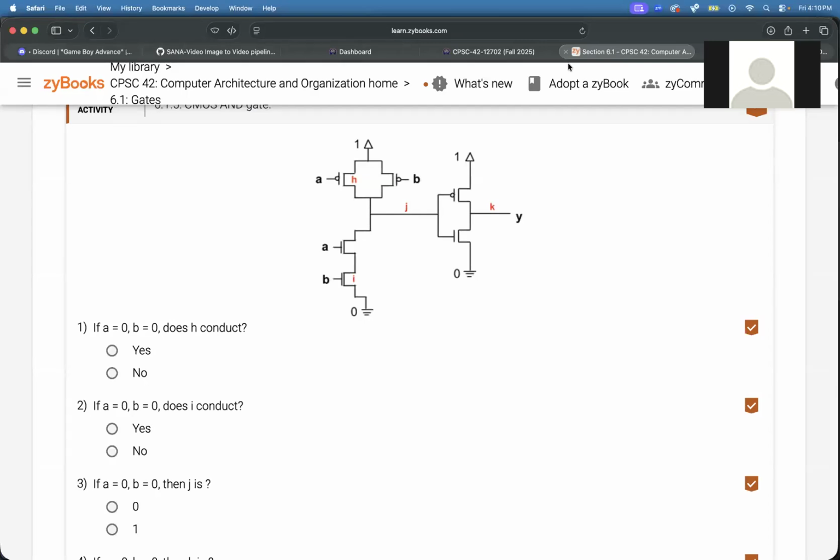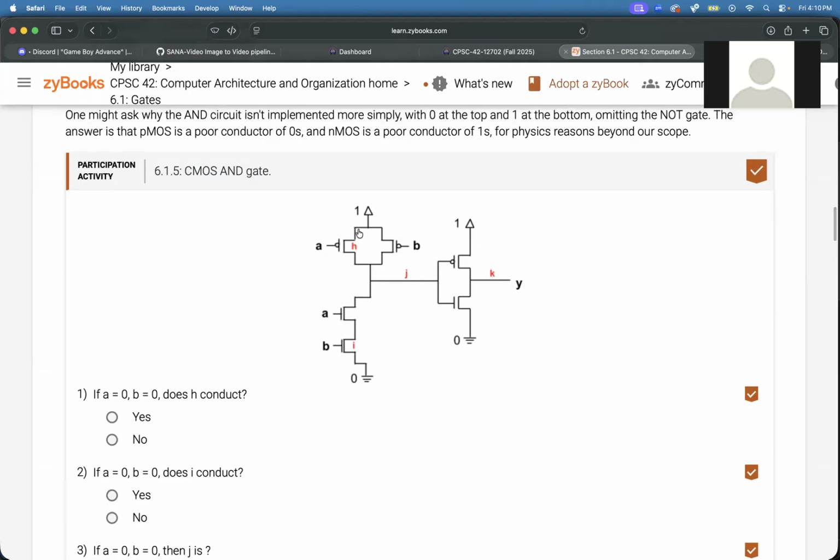So hopefully that worked. So like on this exercise here, where this is supposed to be an AND gate, they're kind of telling you the final answer here.